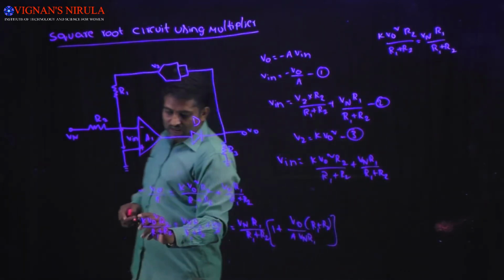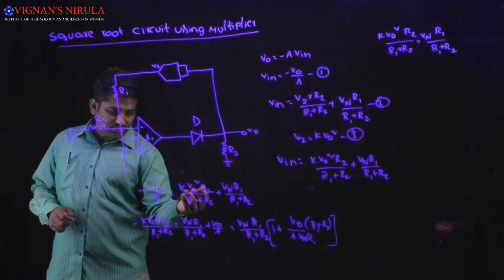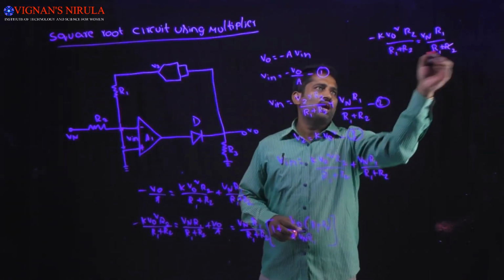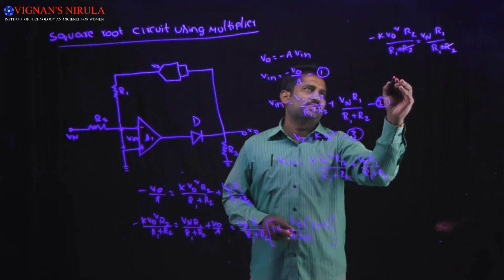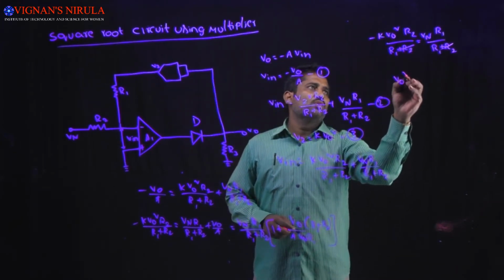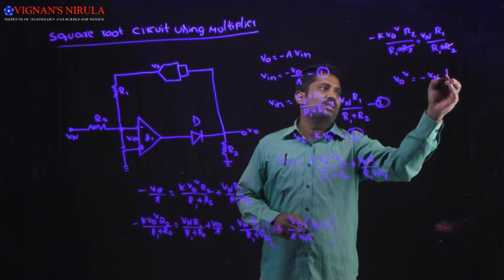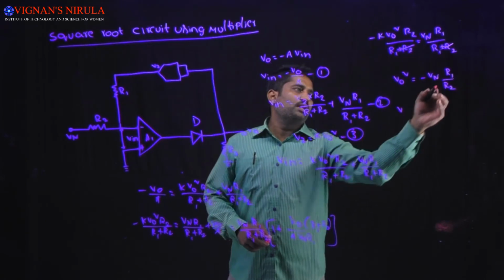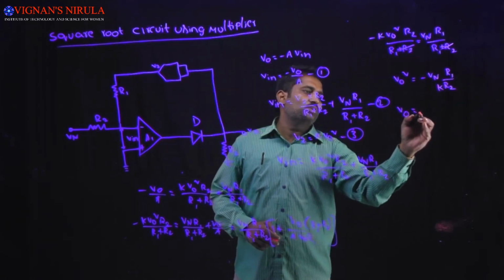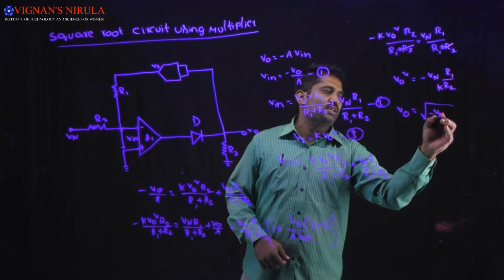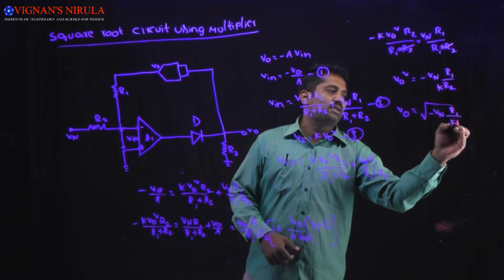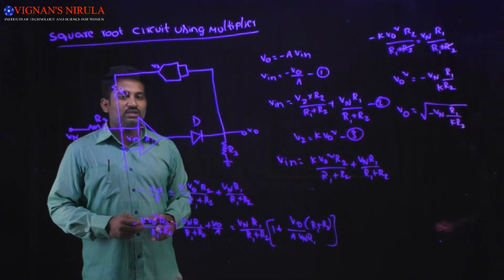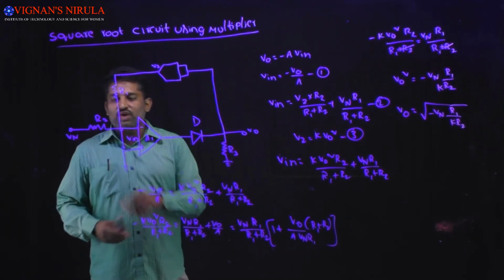Here we are having minus, so here also we will get minus. From this, R1 plus R2 is cancelled. From this we can write V naught square equal to minus Vn into R1 divided by R2. So finally V naught is equal to the square root of minus Vn into R1 divided by K into R2. If you observe the output expression, V naught is equal to the square root of the input voltage.